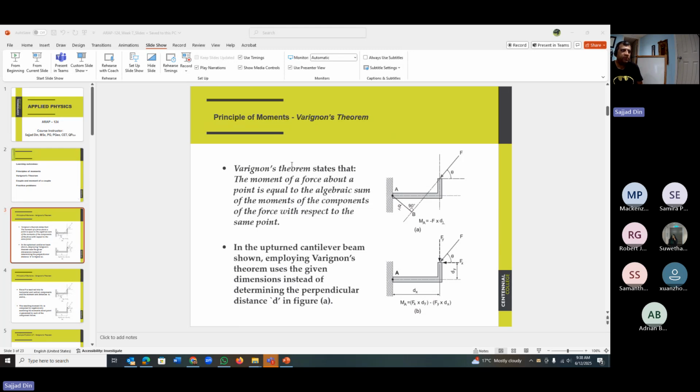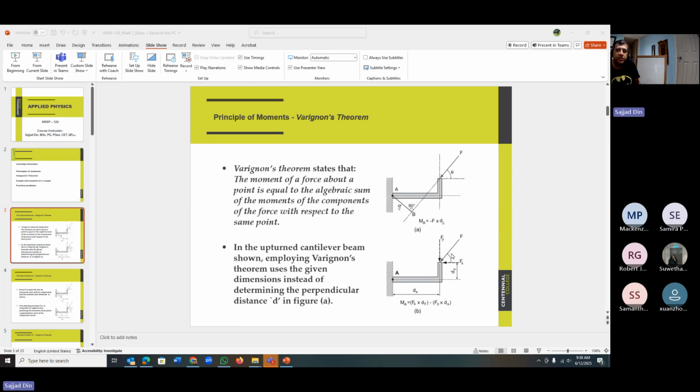So the basic thing that I want to get into is the moments. One of the theorems that applies here is Varignon's theorem that says that the moment of the force is equal to the algebraic sum of all the moments of the forces or the components of the forces with respect to that point. So for example, if you've got this force acting in this line of direction, you multiply that by the perpendicular distance, and that will give you the moment.